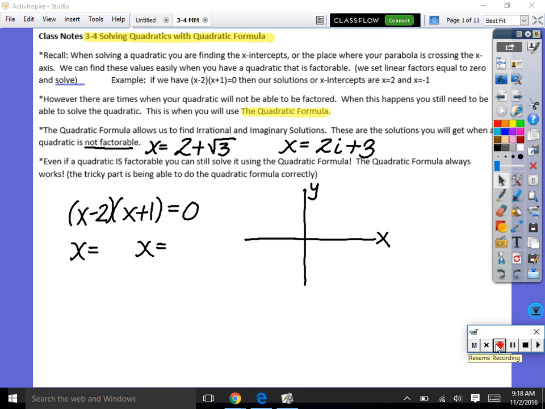Okay, so we're going to look at the front page. That's your notes page. We're going to start out really basic here and hopefully help you understand what we're doing.